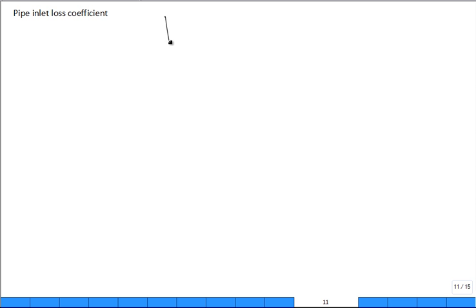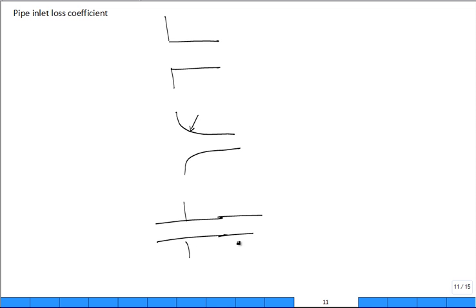Pipe inlet loss coefficient. There's a number of different ways to get pipe flow started. You could have a nice sharp-edged corner. You could have a smooth round corner to the pipe with a different radius of curvature, or you could have the pipe protrude into the tank and then take off. What you have to think about is the little fluid particles that are eventually going to go into the pipe. This one just goes straight in. This one's got to turn.